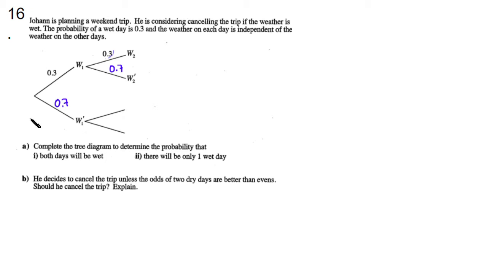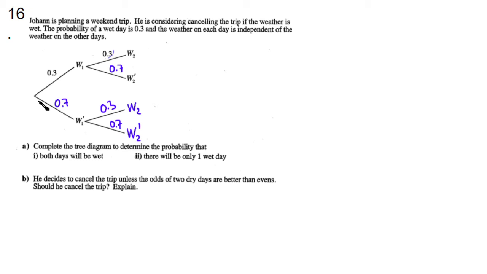And finally, if the first day is not wet, if we go down this branch in this tree diagram, the second day can either be wet or not wet. The probability of it being wet is 0.3 and the probability of it not being wet is 0.7. And so we have a number of outcomes here, so we can actually write down all of the outcomes. They're not asking for that, but it could still be useful down the road here.